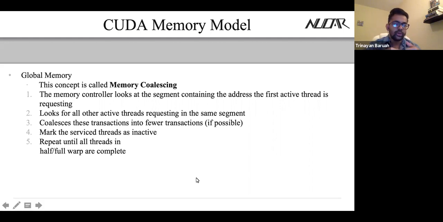And this process is going to be repeated until all the threads have completed their memory accesses. So you can see why it's good to have coalescing, because then you complete your accesses in a shorter time, or a smaller number of tries. Any questions so far? You can post them in the chat window and you can interrupt me.